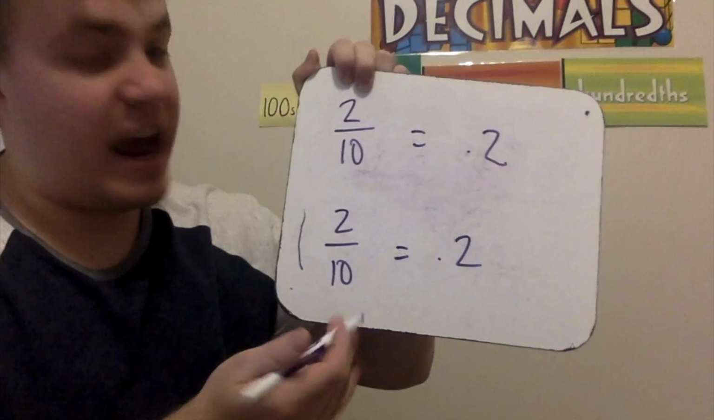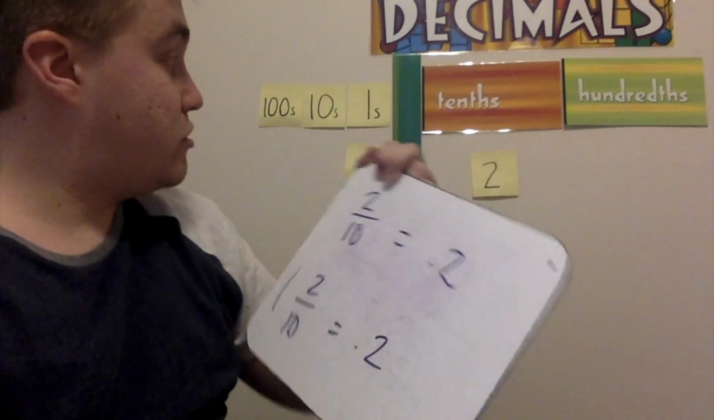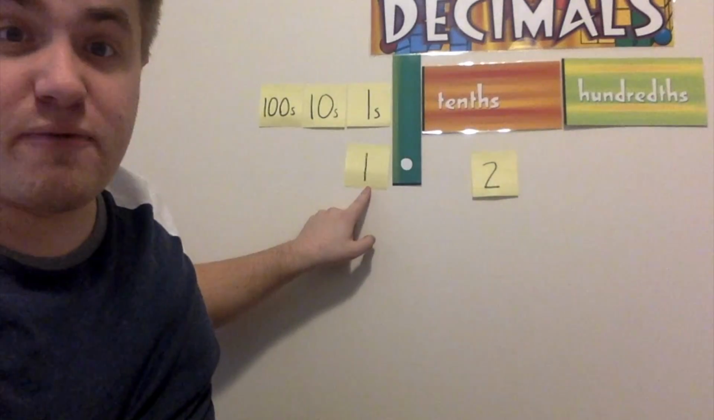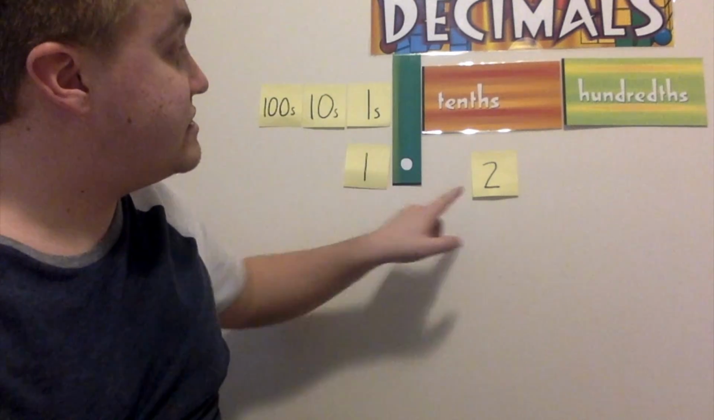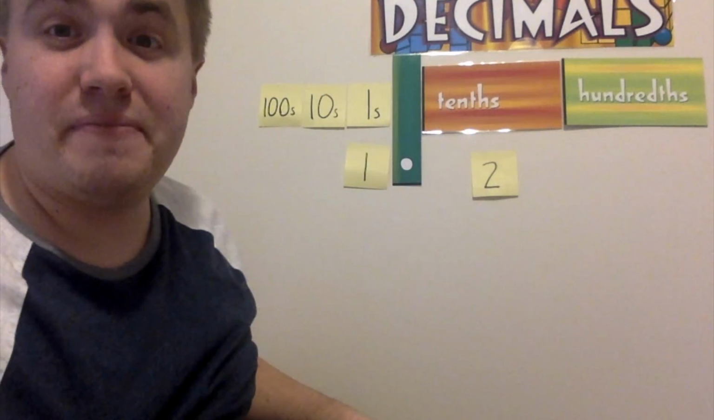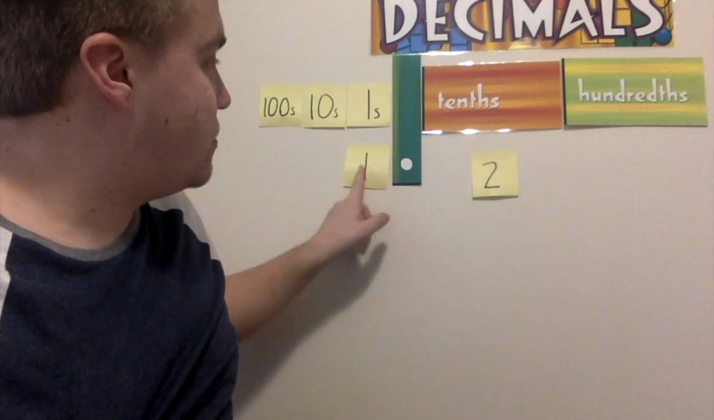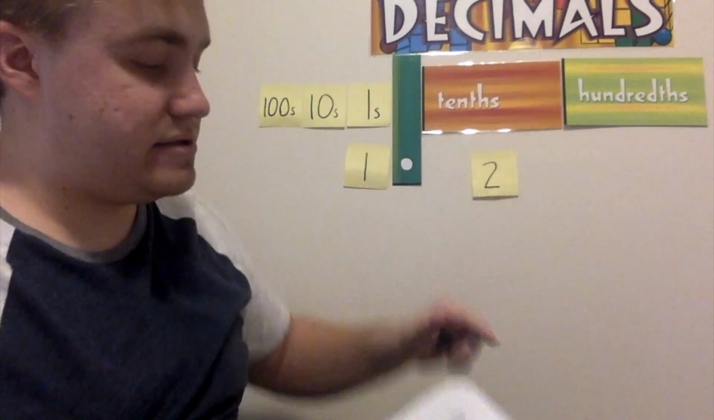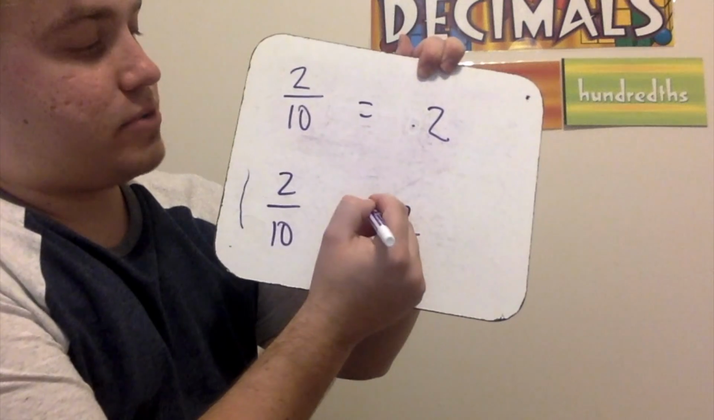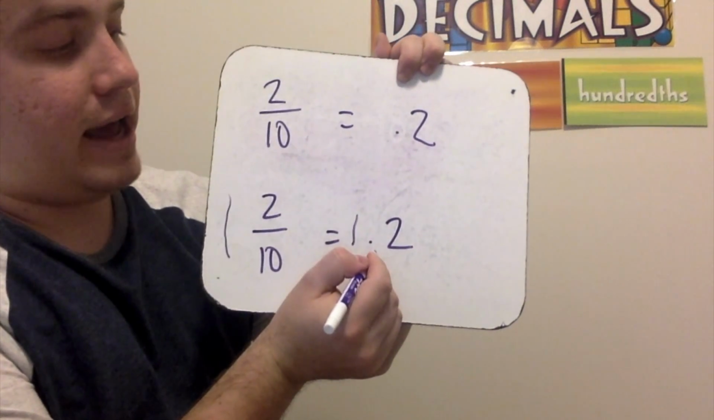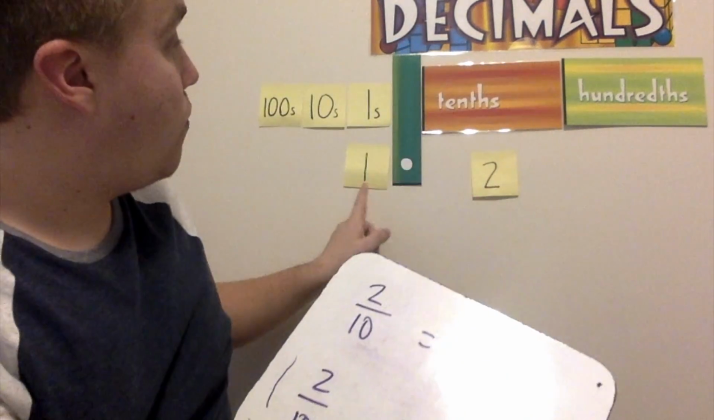So I have the fraction 1 and 2 tenths. Similarly, now when I add the number 1 in front of my decimal here, I have 1 and 2 tenths. That decimal, that means the word and, right? 1 and 2 tenths. So when I write down my decimal here, I have 1 and 2 tenths. Okay?